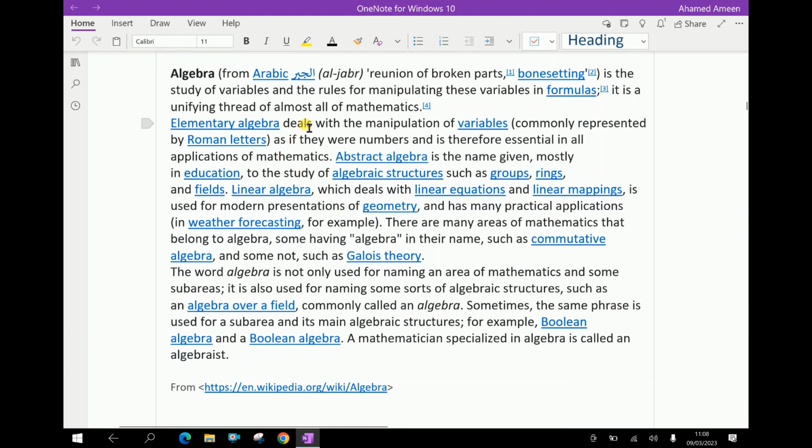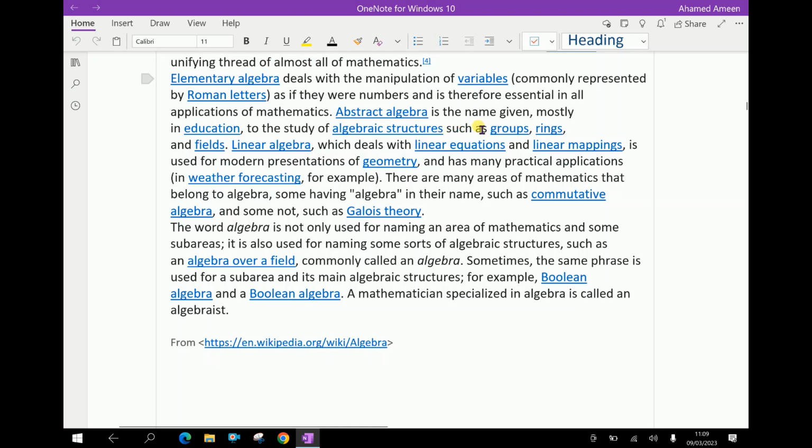Algebra, from the Arabic al-jabr, reunion of broken parts, that is, bone setting, is the study of variables and the rules of manipulating these variables in formulas. It is a unifying thread of almost all of mathematics. Elementary algebra deals with the manipulation of variables, commonly represented by Roman letters, as if they were numbers, and is therefore essential in all applications of mathematics.